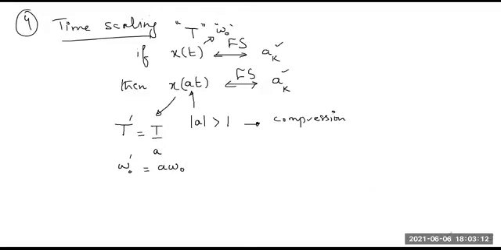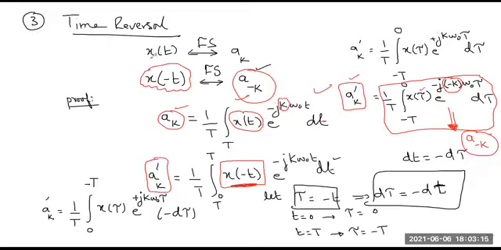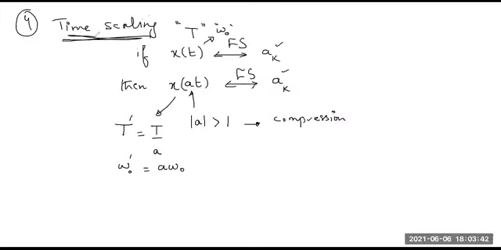Let me compare this situation with time reversal. When you perform time reversal, the period of the signal doesn't change. If the signal period is capital T and its fundamental frequency is omega naught, then x of minus t will also have the same period, and as a result its fundamental frequency will remain the same. But when you apply this operation, the time period changes, as well as omega naught dash, the fundamental frequency. Now the question is, what is the Fourier series pair of this?